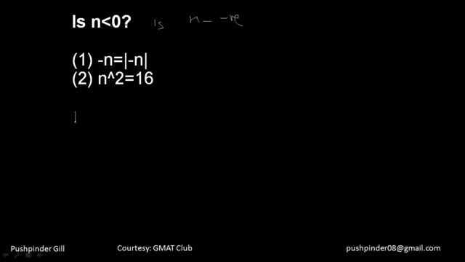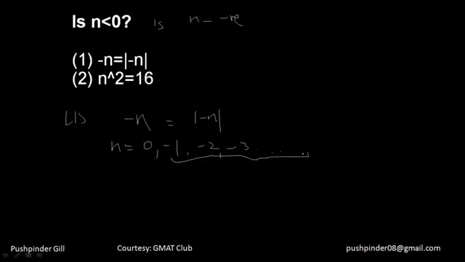Statement number 1 says that minus n is equal to modulus of minus n, which is only true if n is either 0, since we're going to talk about integers in the beginning, or minus 2 or minus 3, if n is one of these numbers. That means, am I sure n is negative? No, I'm not sure, because in my set of n there are negative numbers, but there is this 0 as well, which is not negative. That means I'm not sure whether n is less than 0 or not. That means statement 1 is not sufficient.